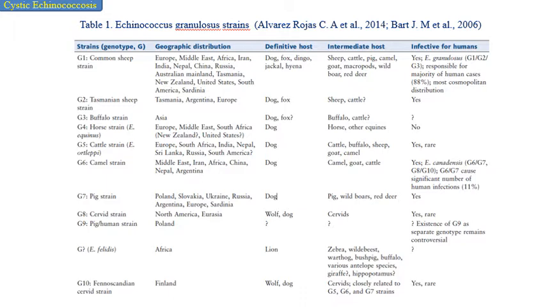The definitive hosts are the dog, fox, dingo, jackal, and hyena. Intermediate hosts are the sheep, cattle, pig, camel, goat, macropods, wild boar, and reindeer. Echinococcus granulosus infection is infective for humans.